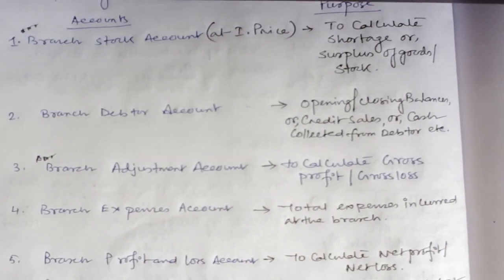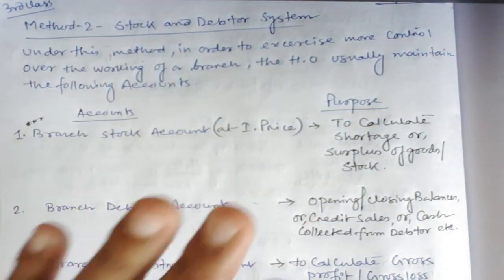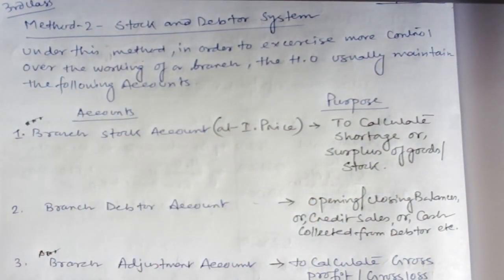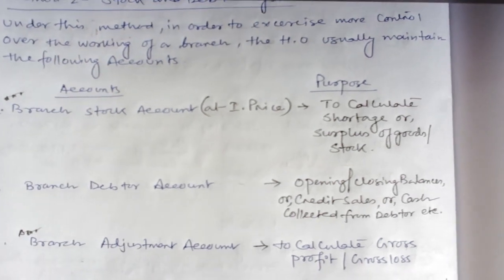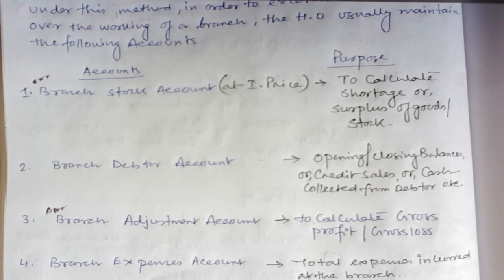Number one, stock and debtor method, we know that to get more control over the branch, HO maintains all these accounts. First of all, branch stock account. Remember, the branch stock account is mainly prepared when goods are sent at invoice price, and sometimes cash price or cost price also. From it we can easily calculate the shortage or surplus of goods or stock.